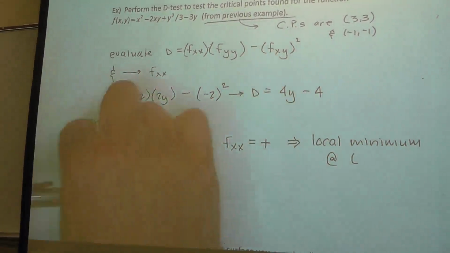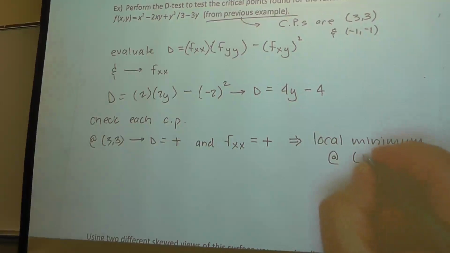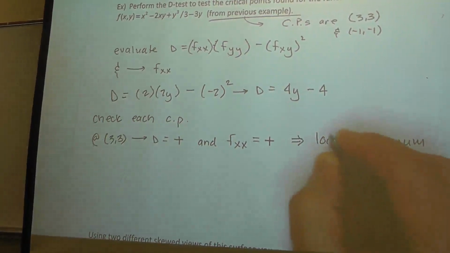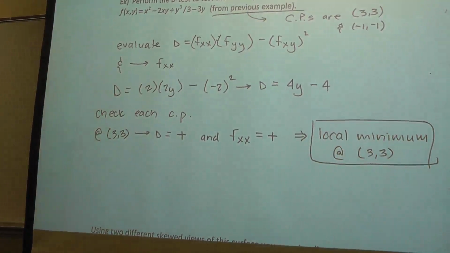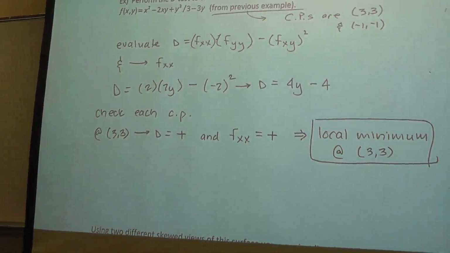So if you have all this as your work, you could really just circle that whole line, because this is the conclusion I'll really be looking for: you have a local minimum at the critical point 3 for X, 3 for Y. Okay. One more to check.